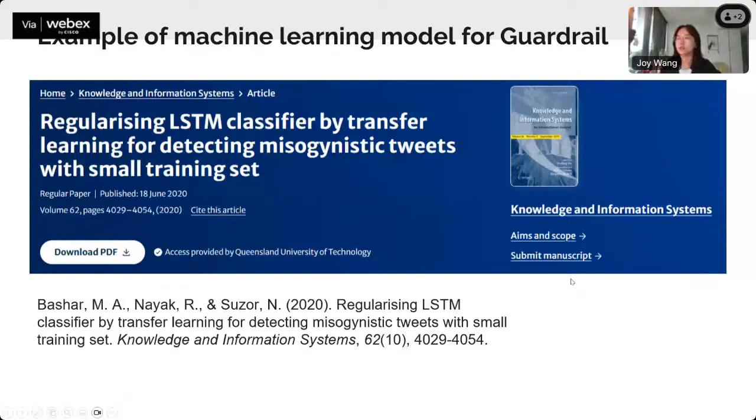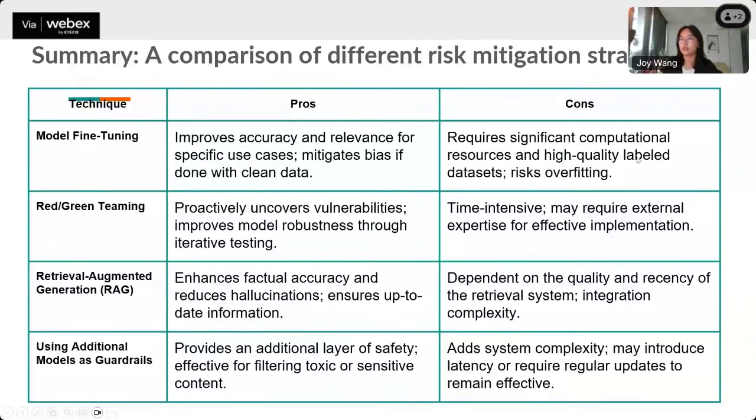So after introducing different techniques, here is a brief summary of how we can compare the different mitigation strategies. The first one is based on model fine-tuning. This approach makes a model that inherently generates content that is safe to use, but it also requires more computing resources and high quality labeled data sets. Otherwise, if you don't have these resources, it's actually difficult to fine tune a large language model. And if your data set is very small, there will be risks of overfitting.